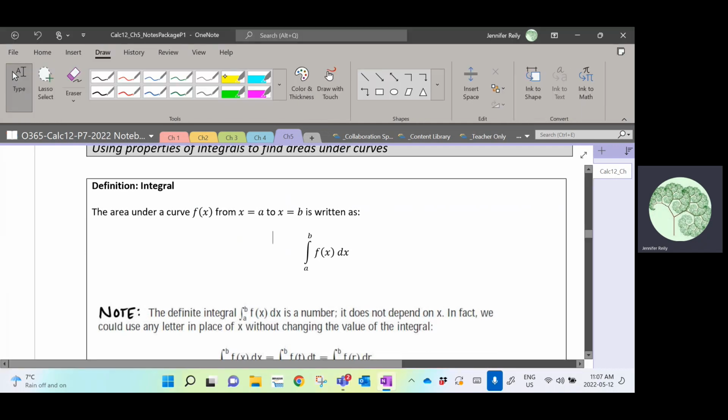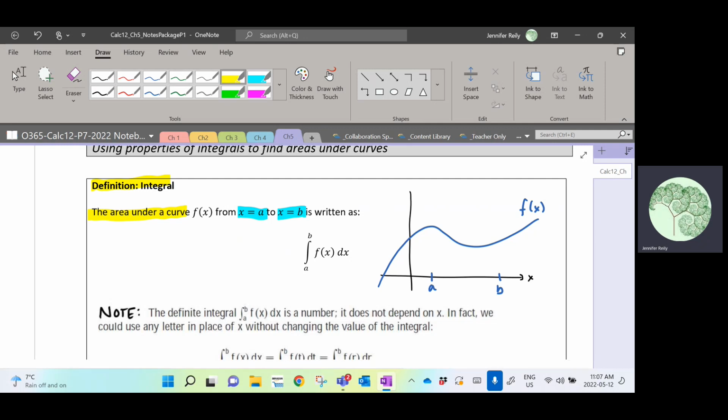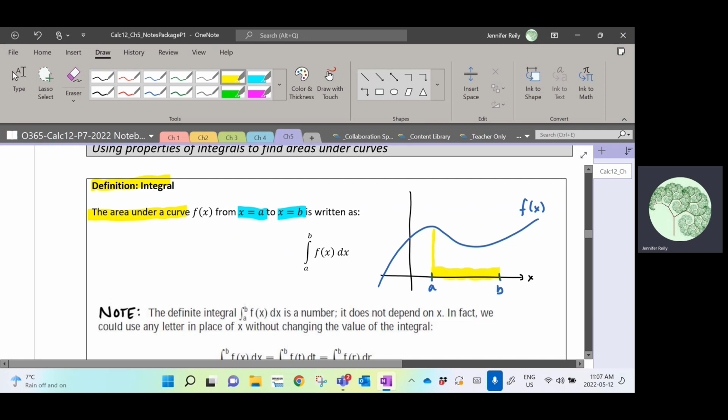So the definition of the word integral is it's the area under a curve. We'll call this curve f of x from x equals a to x equals b. I'm going to draw a picture to show what this means. So let's say we have our function f of x, right? And we have these two bounds, a and b, which are x values, okay? So the integral would describe the area under this curve, so between the curve and the x-axis. So this area in yellow here, that would be the integral of f of x.